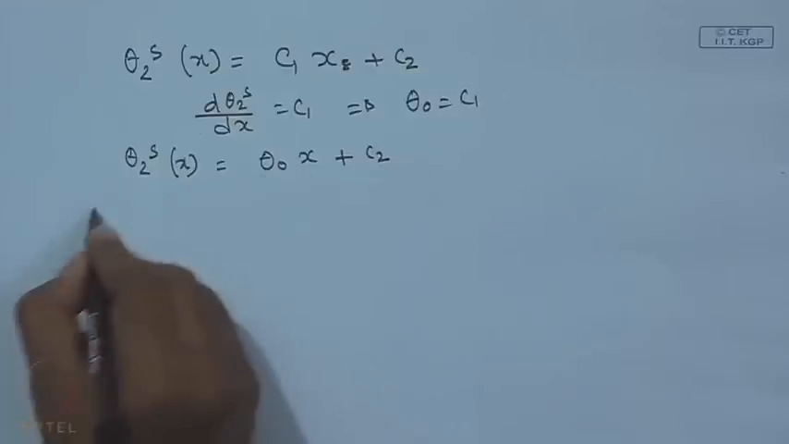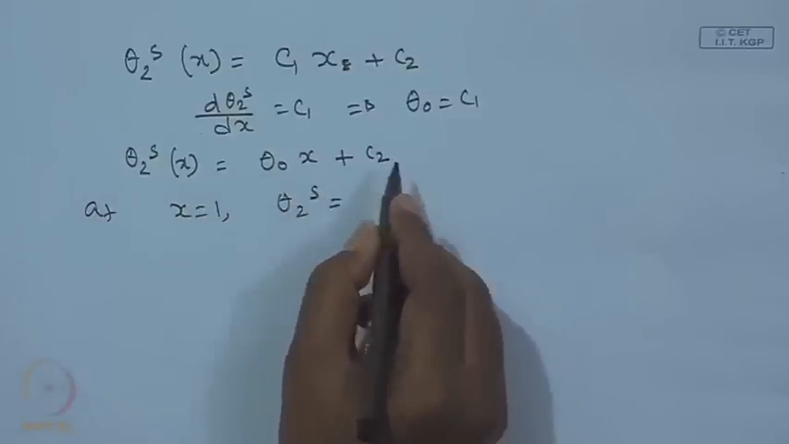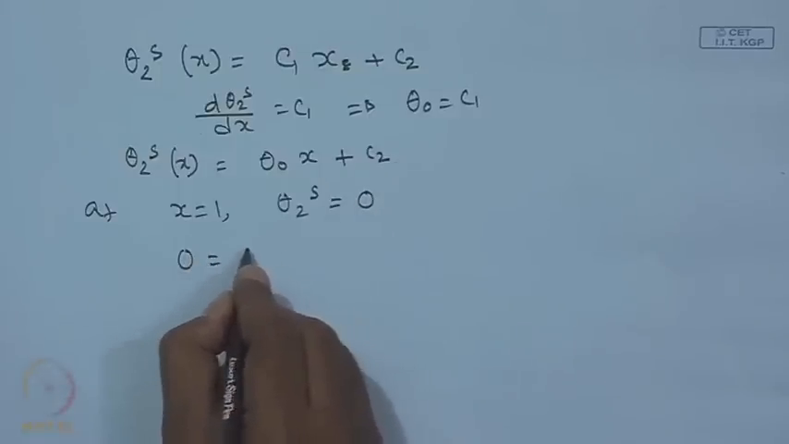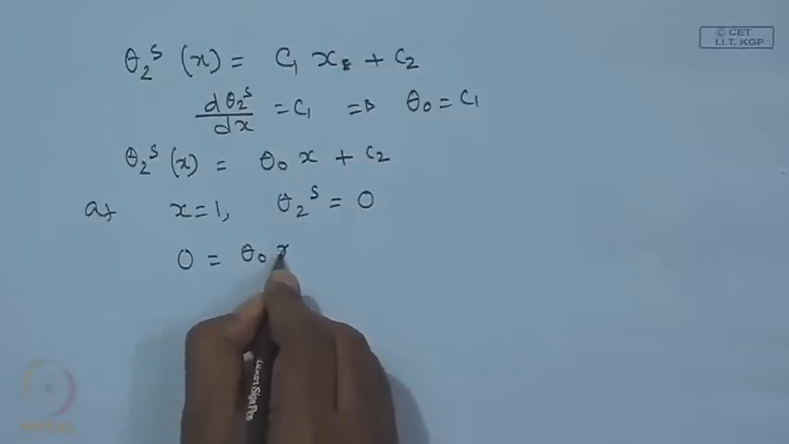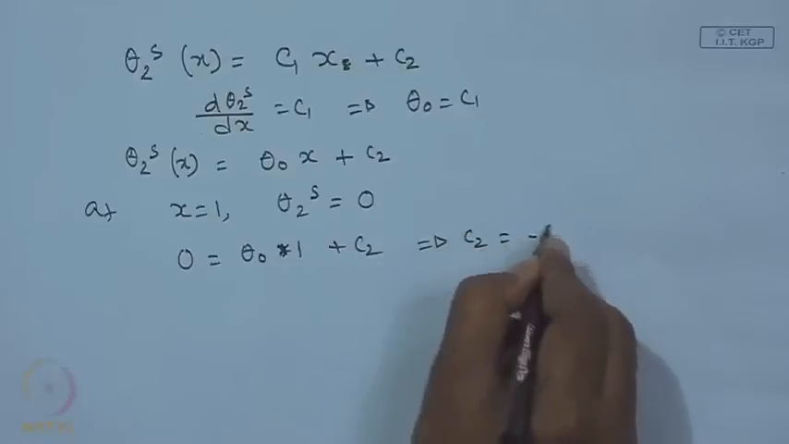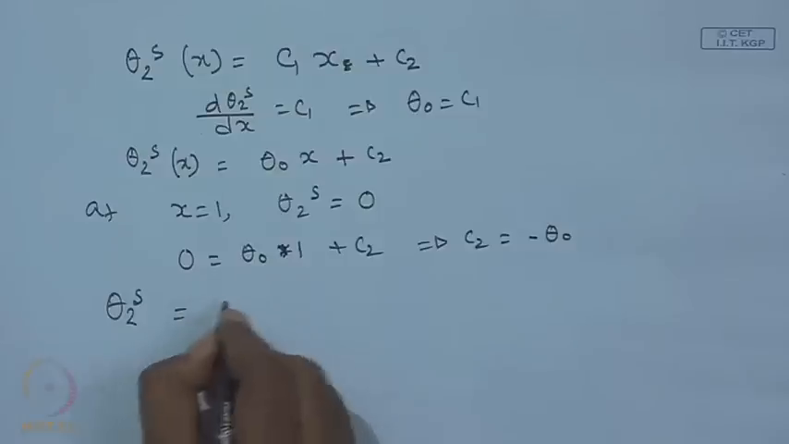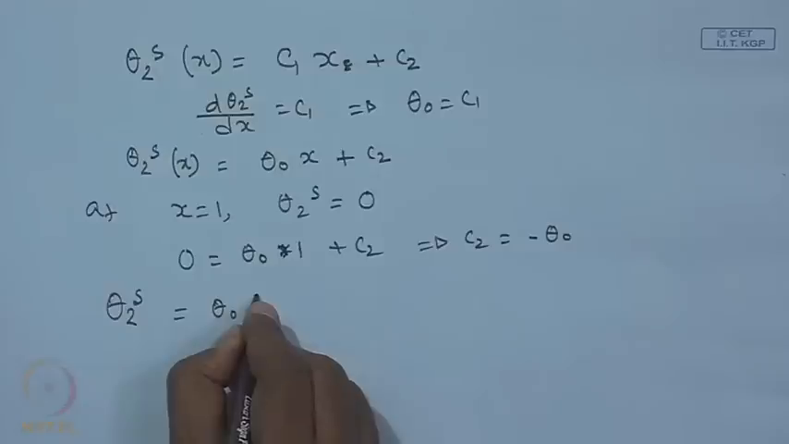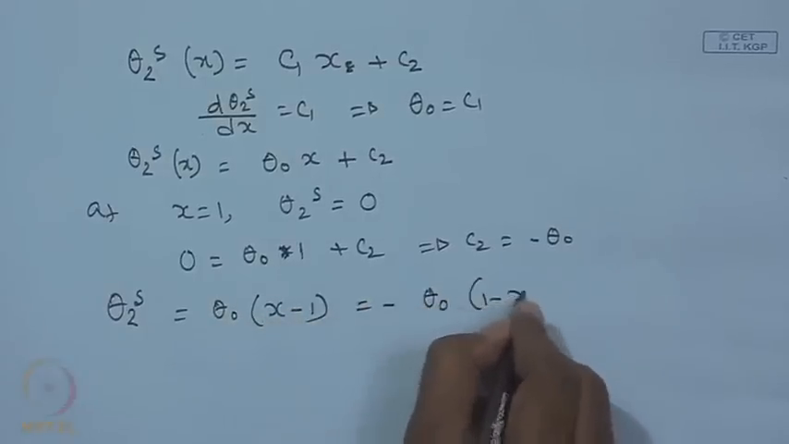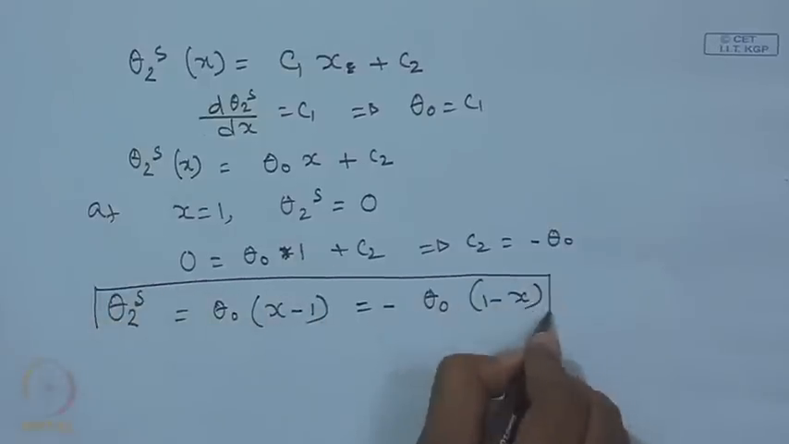The other boundary is at x equal to 1, where θ2s is equal to 0. So, 0 is equal to θ0 into 1 plus c2. So, c2 will be minus θ0. So, θ2s will be nothing but θ0 into (x minus 1), or minus θ0 into (1 minus x). So, that is the steady state solution.